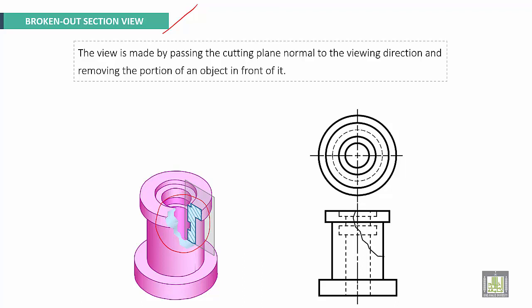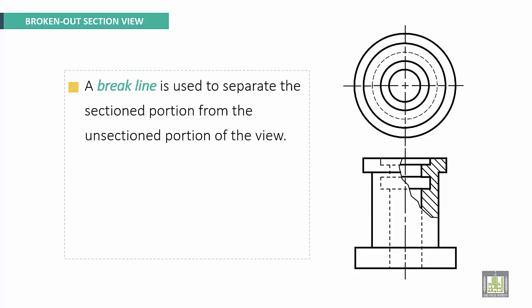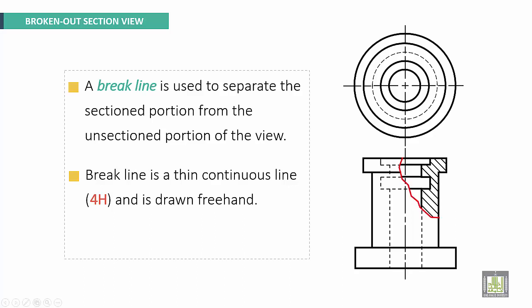It will be represented by using a hand drawing line. We want to show these details. It will be view from here, and still all dashed line, hidden lines, still present on the view. A break line is used to separate the sectioned portion from the unsectioned portion of the view. This is a break line. Break line is a thin continuous line drawn by 4H pencil, and it is drawn freehand. Also, there is no cutting plane line for this type of section.